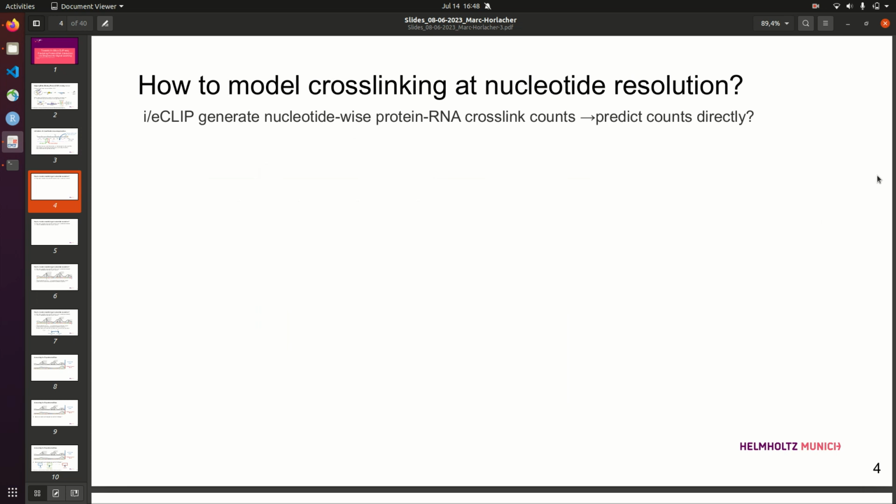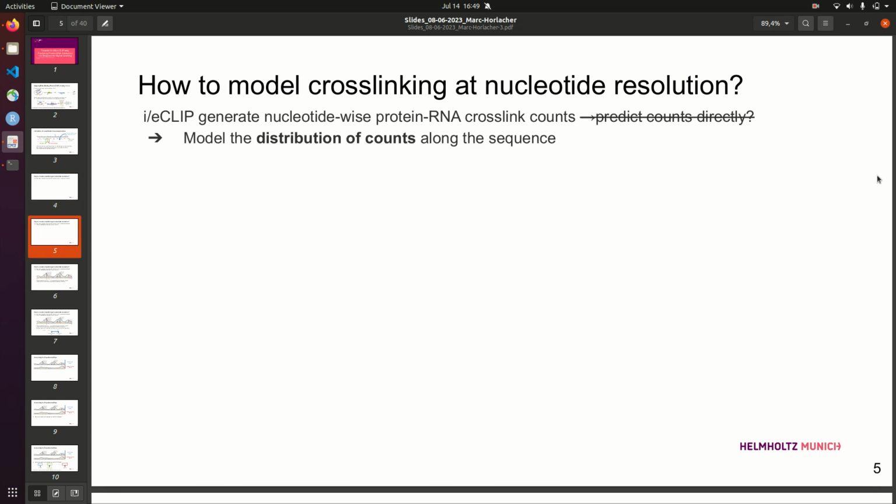So how can we model protein-RNA interaction, or rather cross-linking between proteins and RNA at nucleotide resolution? We can maybe leverage the fact that iCLIP or eCLIP and other nucleotide-wise protocols generate nucleotide-wise data, usually in the form of cross-link counts. And we could attempt to predict the cross-link counts at each position of an RNA directly.